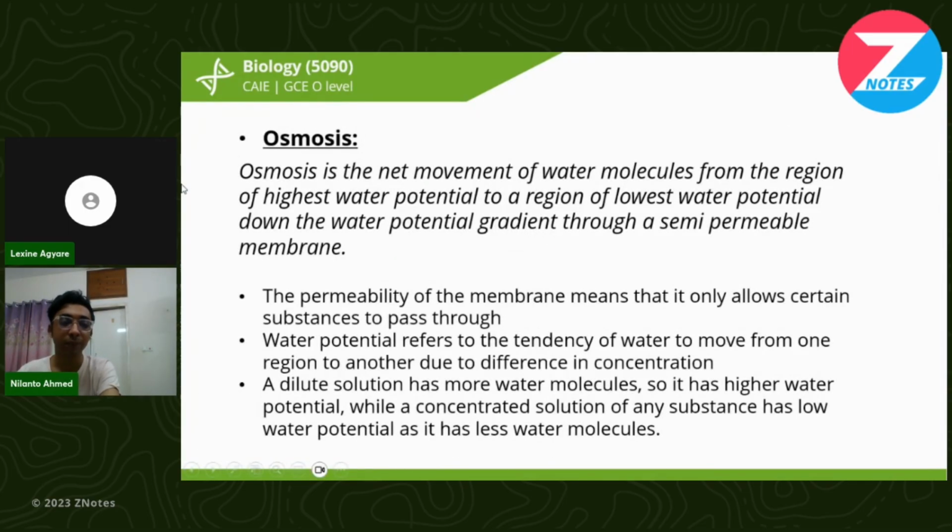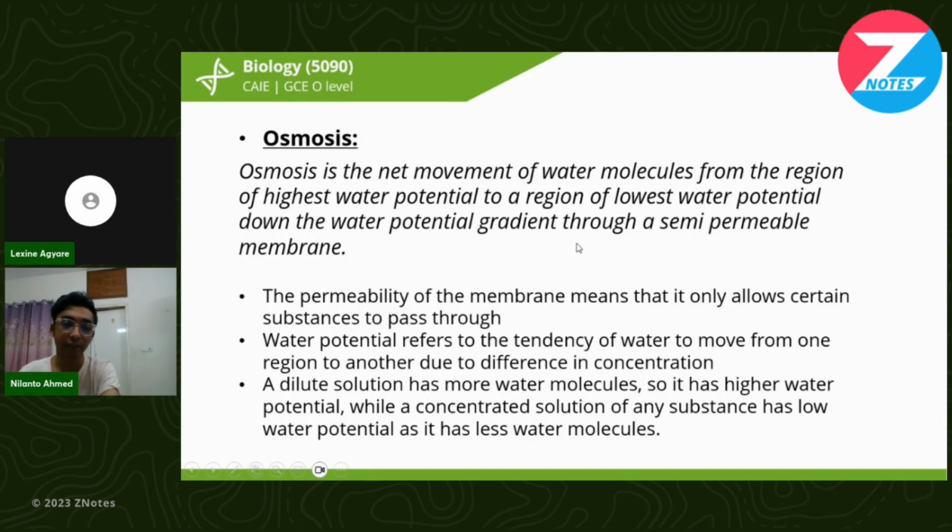Now we shall cover osmosis. Osmosis is exactly like diffusion, but rather it is the net movement of water molecules only. And unlike diffusion, osmosis requires a semi-permeable membrane. Why did I say unlike diffusion? Because diffusion can occur even without a membrane. It can occur in gases and liquids also.